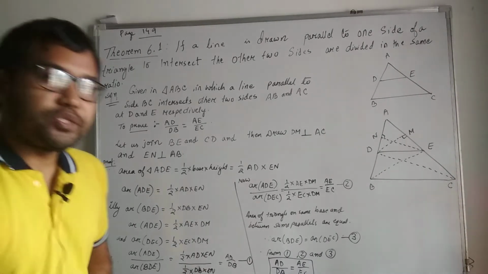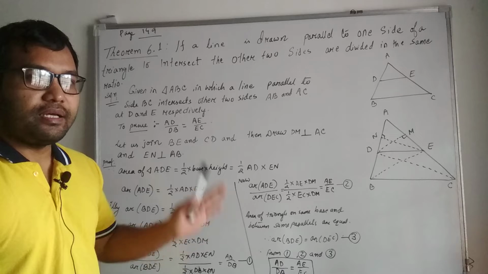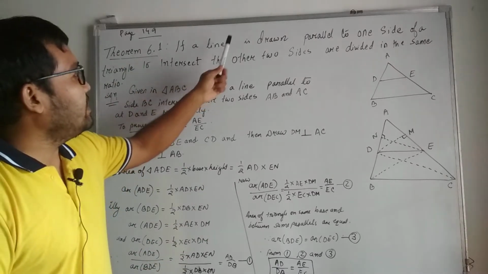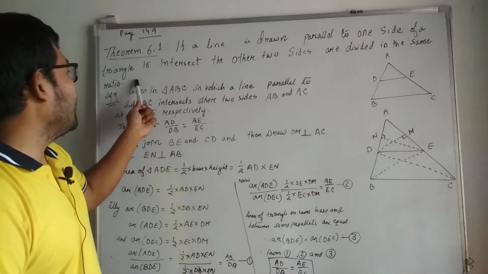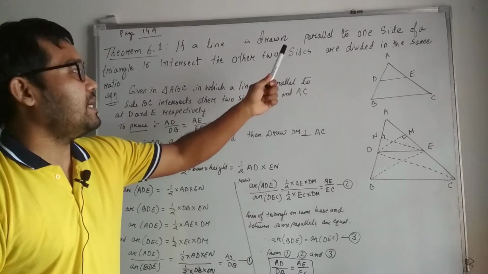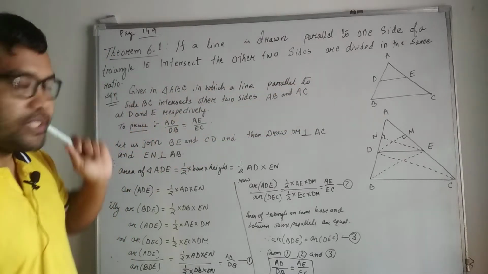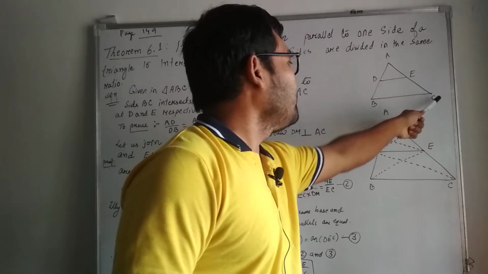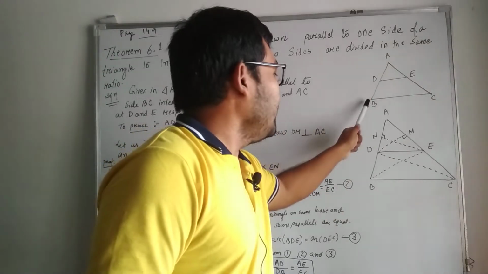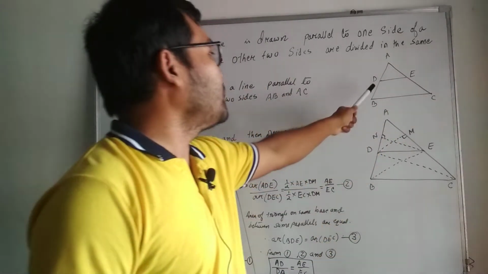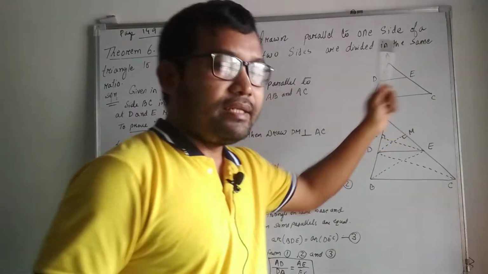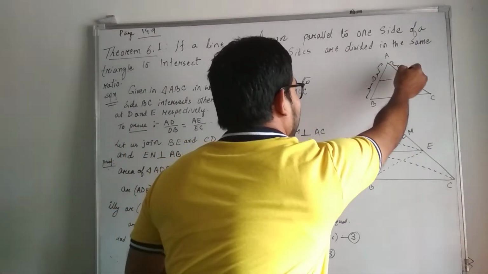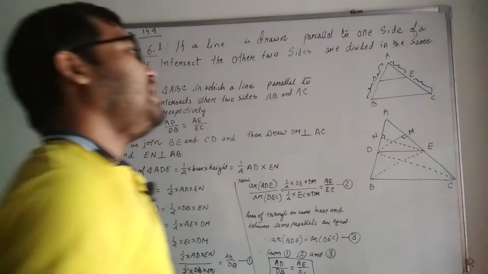Okay, good morning students. Today we are going to discuss a new topic, Theorem 6.1. If a line is drawn parallel to one side of a triangle to intersect the other two sides, then the other two sides are divided in the same ratio. That means what it says. For example, we have triangle ABC. If a line DE is drawn parallel to BC, then we have the sides AD by DB equal to AE by EC.